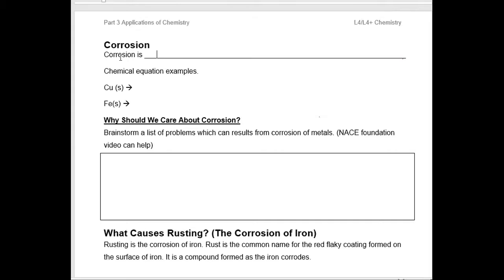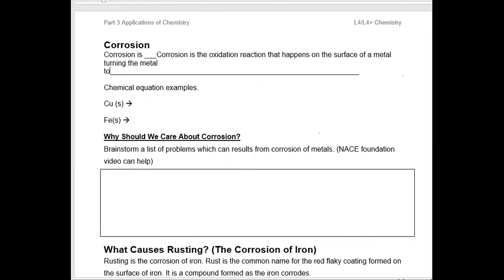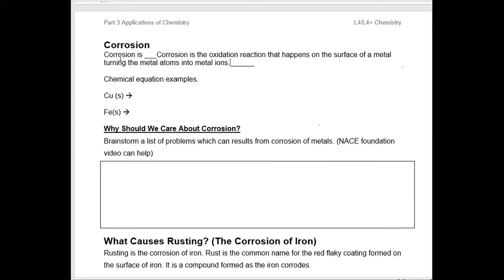Well, corrosion is the oxidation reaction that happens on the surface of a metal, turning the metal atoms into metal ions. Okay.